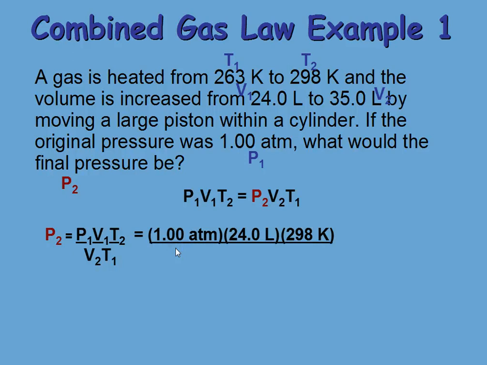We're going to divide those by our V2, 35.0 liters, and our T1, 263 Kelvin. If we look at what units will cancel out, we'll see that our liters are gone as well as our Kelvin, leaving us with a unit of pressure, which would be appropriate to solve for pressure N. Again, you've got 2 numbers in the denominator, so please be careful with your calculators. We need to multiply the 3 quantities on top and divide by the 2 on the bottom.